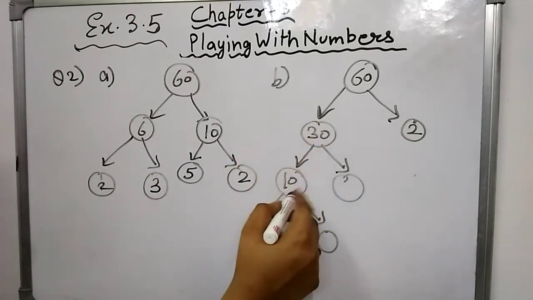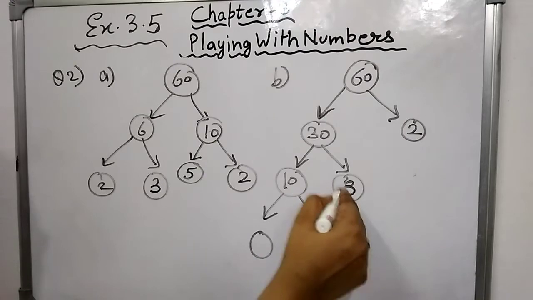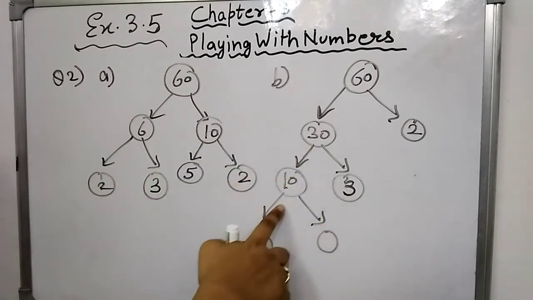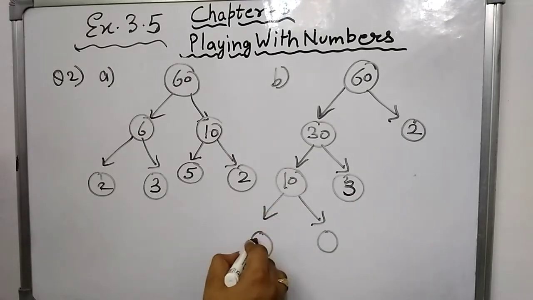Now we factorize 30 as 10 and missing factor is 3. Now 3 is again prime, so it is not taken further, but 10 is factorized further. Now we can write here 5 and 2.